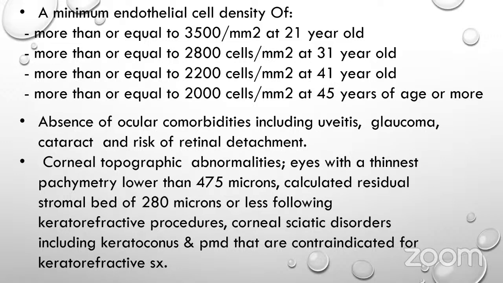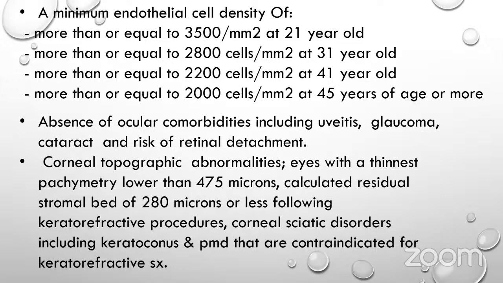A minimum endothelial cell density of more than or equal to 3500 cells per millimeter square at 21 years old, more than or equal to 2800 cells per millimeter square at 31 years old, more than or equal to 2200 cells per millimeter square at 41 years old, and more than or equal to 2000 cells per millimeter square at 45 years of age.